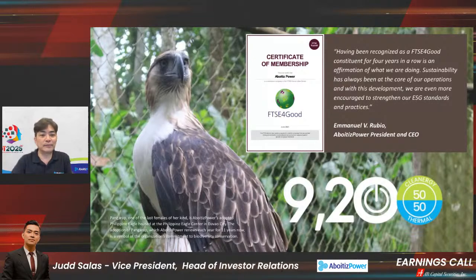So that is our final slide. Oh, wait, one last thing. For your better appreciation, we are only one of 13 Philippine companies in this index. If you wish to check out the other Philippine companies in the index, you may Google them.